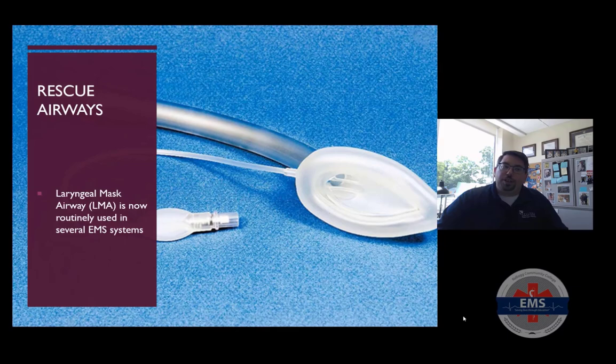We also need to make sure that if we're considering RSI, we have a backup rescue airway. This could be an LMA, could be an i-gel, anything of those fashions. But peds rescue airways are a lot more difficult to come by than a primary endotracheal tube.